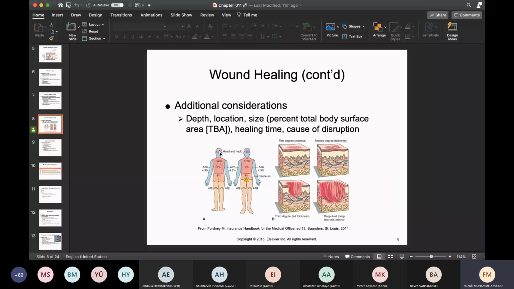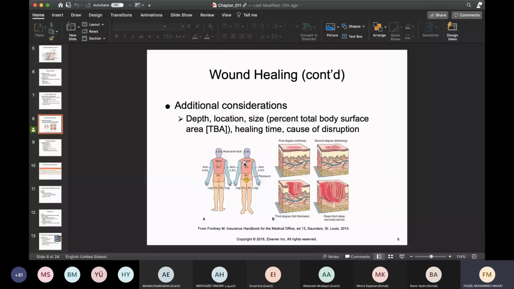Let's pause here. Look, the back accounts for about 9%. The front is about 9%. Each arm is about 4%. The front and back of the head are 4.5% each. As we move on to the legs, both front and back are about 9%. The genital area is 1%. So what this says is that the larger the wound, the much longer it's going to take to heal.